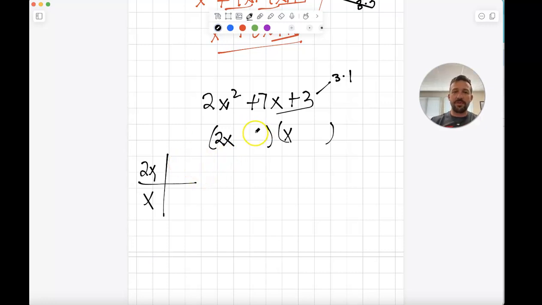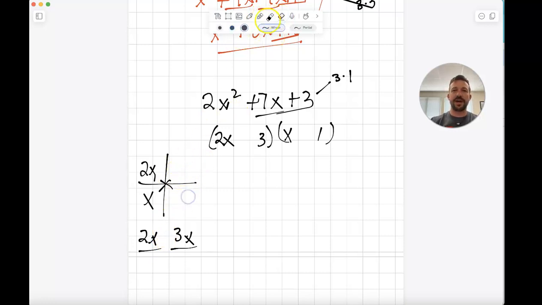Let's see. I'm going to put a 3 here and a 1 here, okay? Let's just see what happens. 3 here and a 1 here. We're going to do that cross method. 2x times 1x is 2x. And that makes 3x. Can I add or subtract these to make this middle number, 7x? I can't. So that means I guessed wrong.